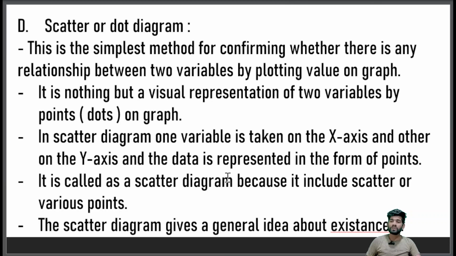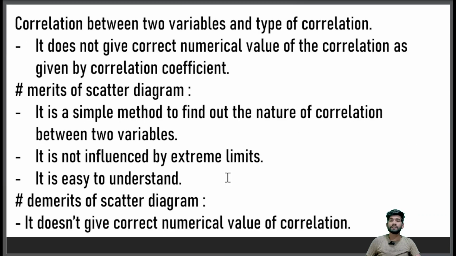The scatter diagram gives a general idea about the existence of correlation between two variables and the type of correlation. It does not give the correct numerical value of the correlation as given by the correlation coefficient. Then the merits of the scatter diagram: it is a simple method to find out the nature of correlation between two variables. It is not influenced by extreme limits. It is easy to understand.